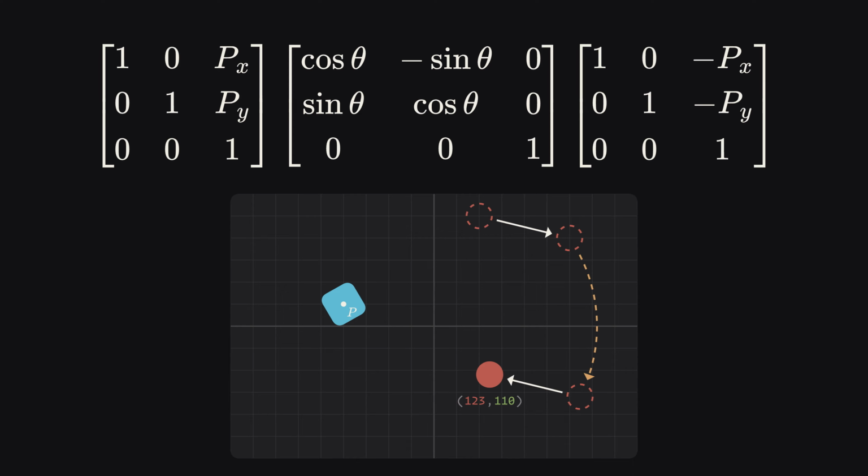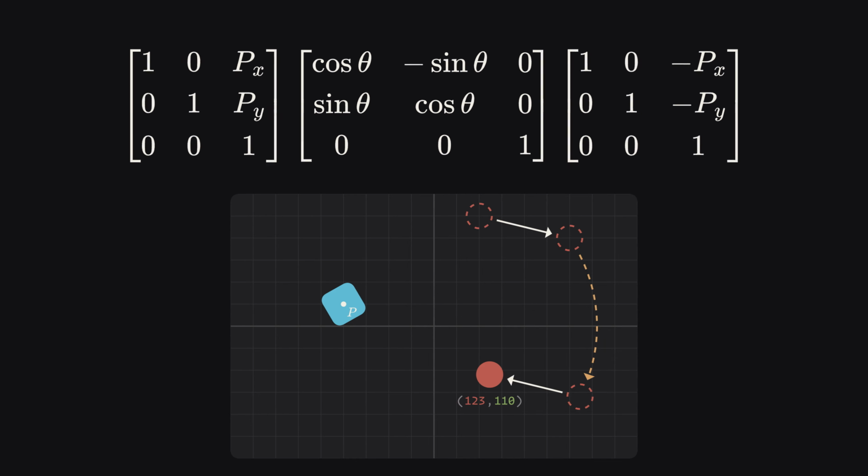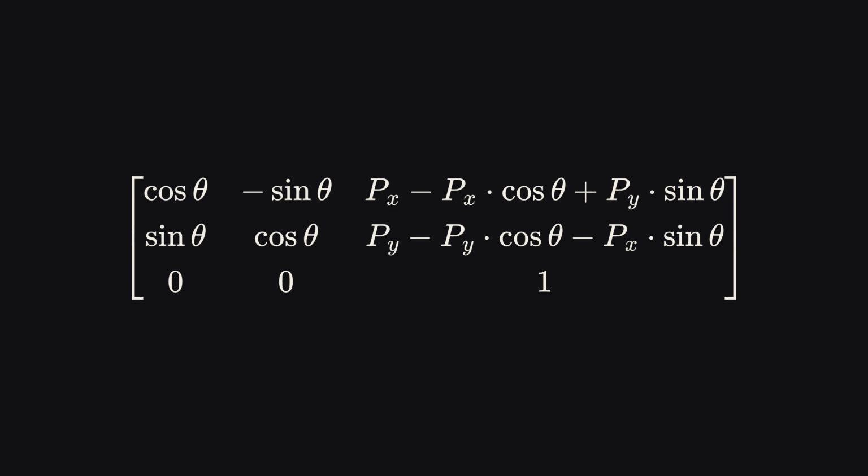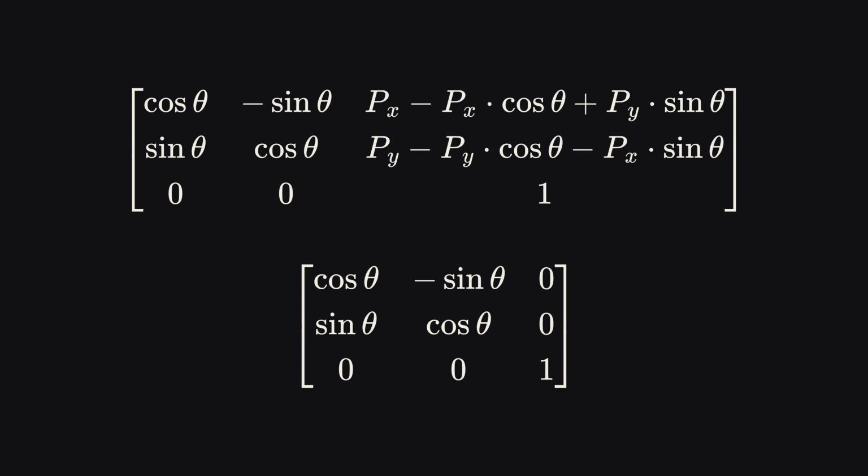If we combine these three transformation matrices into one matrix by multiplying them, we end up with this: the transformation matrix to rotate around some arbitrary point P by some angle theta. Now, this transformation matrix is correct, but it's more complicated than it needs to be for our use case. There's actually a way for us to use just the basic rotation matrix instead.